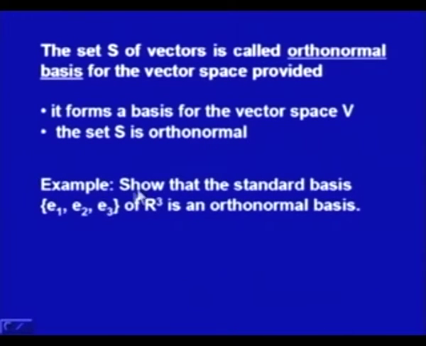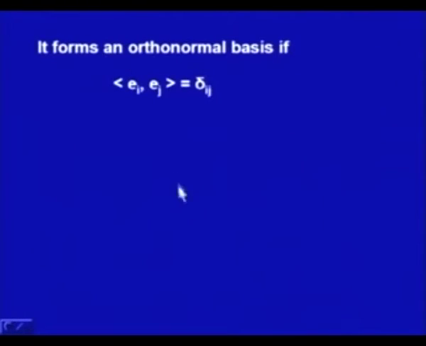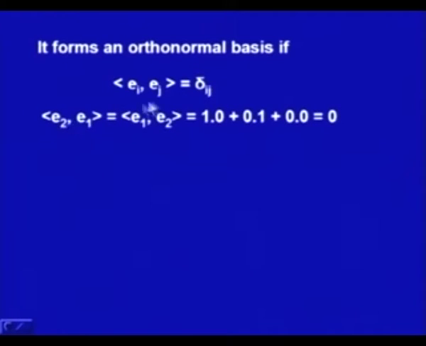Now, this is an example. You have to show that the standard basis E1, E2, E3 of R3 is an orthonormal basis. We have already seen that E1, E2, E3 forms a basis for the vector space. Now we have to show that these three vectors in the basis are actually orthonormal. So E1 is 1 0 0, E2 is 0 1 0 and E3 is 0 0 1. If you consider the inner product Ei comma Ej, this is equal to delta ij. You can check it for each pair.